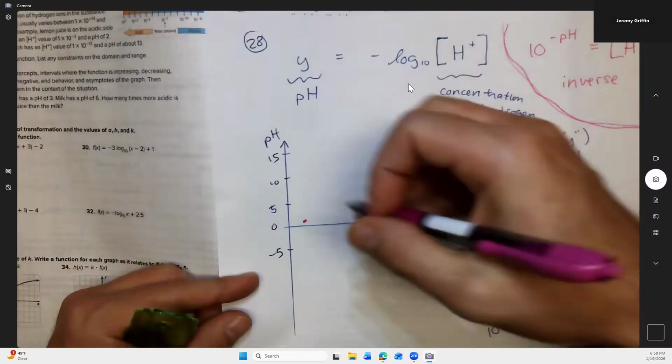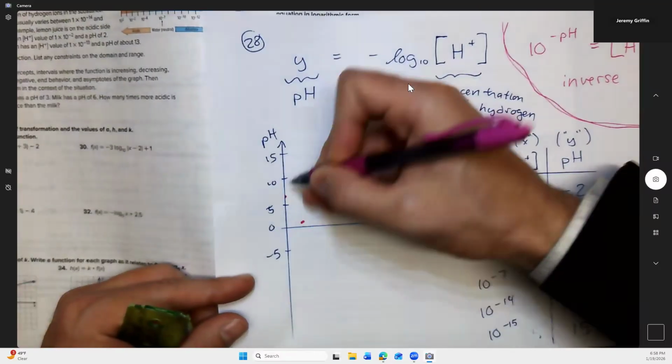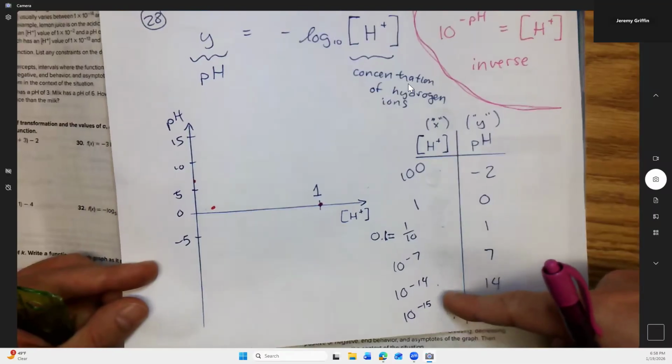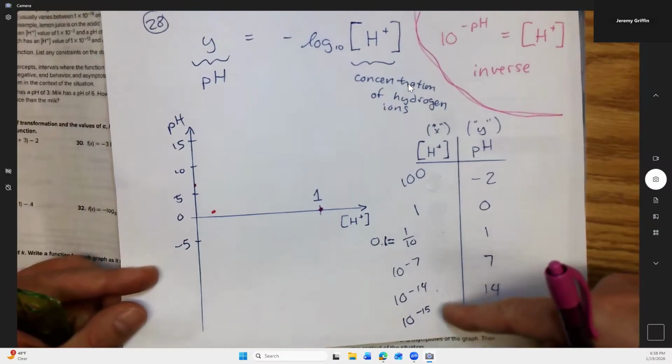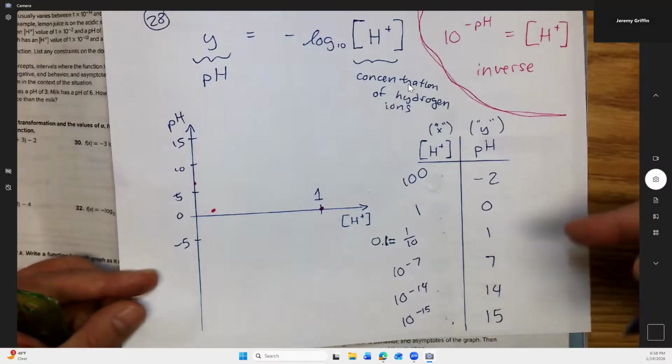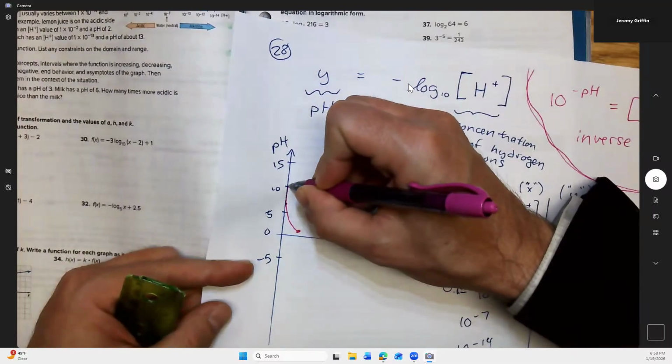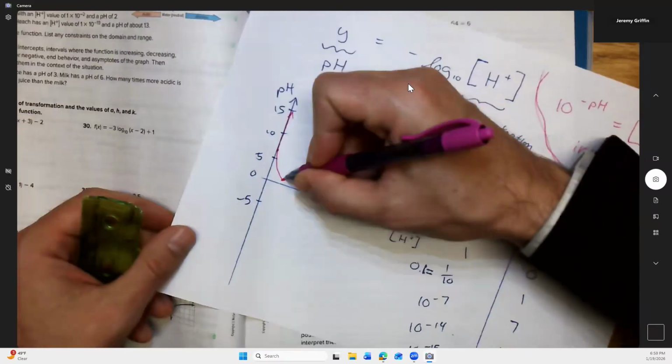10 to the -7, 7. Okay, well, from here on out, 10 to the -14, 10 to the -15. Those numbers are so close to 0, right? We're talking about less than winning the lottery as a chance, right? So we're running pretty fast into this vertical asymptote right here.